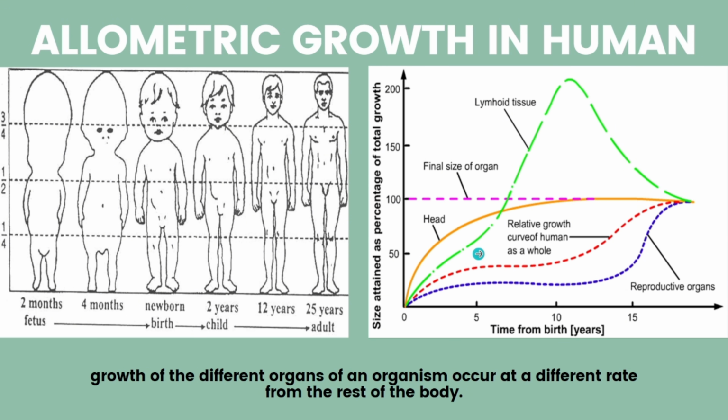And then for your lymphoid organ, it goes rapidly from birth to early adolescence, and then goes beyond the percentage. This 100 is the final size of the organ, meaning that after that, the organ is limited at here. But lymphoid tissue, your size will increase larger than here, larger than the final size. But after that, you will decrease back.